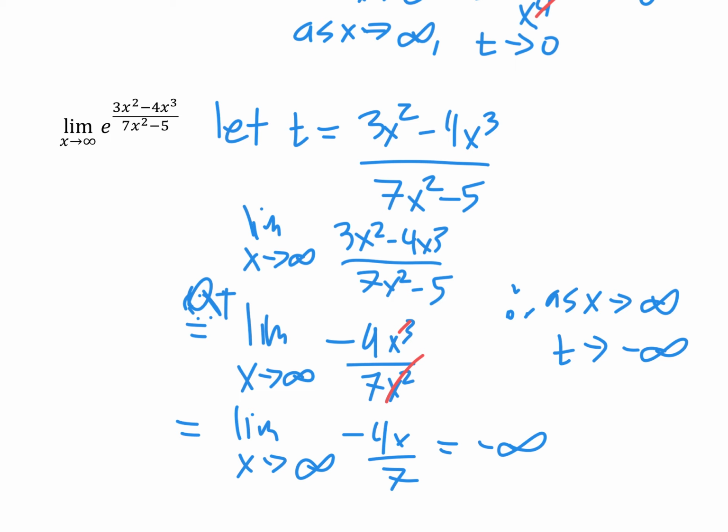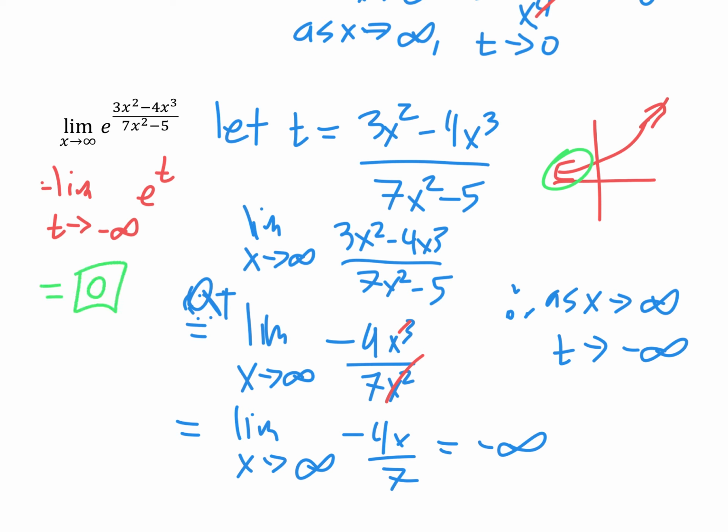What is that going to mean? Well, back on our limit question, we now have the limit as t approaches negative infinity of e to the t. Now we need the e to the t graph somewhere, so let's throw that over here. E looks like this. And as you go really far to the left, you're going to approach 0. And so from the graph, the answer here is 0.